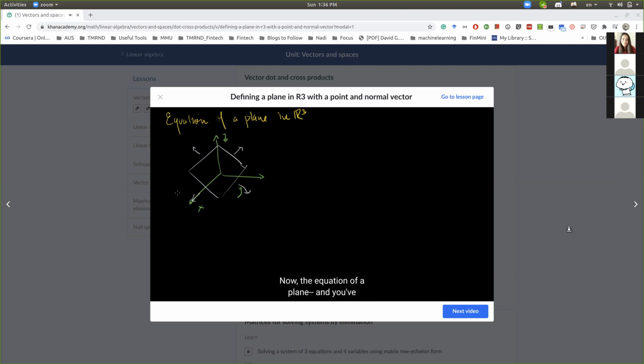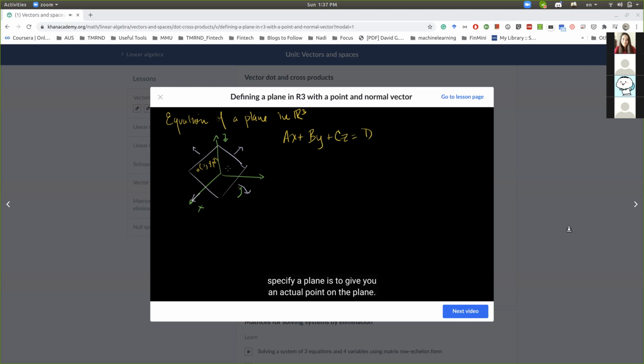Now, the equation of a plane, and you've probably seen this before, takes a linear function of x, y, and z, so it's ax plus by plus cz is equal to d. If this is the graph of that plane, then every point on this plane, every x, y, and z on this plane, satisfies this equation.